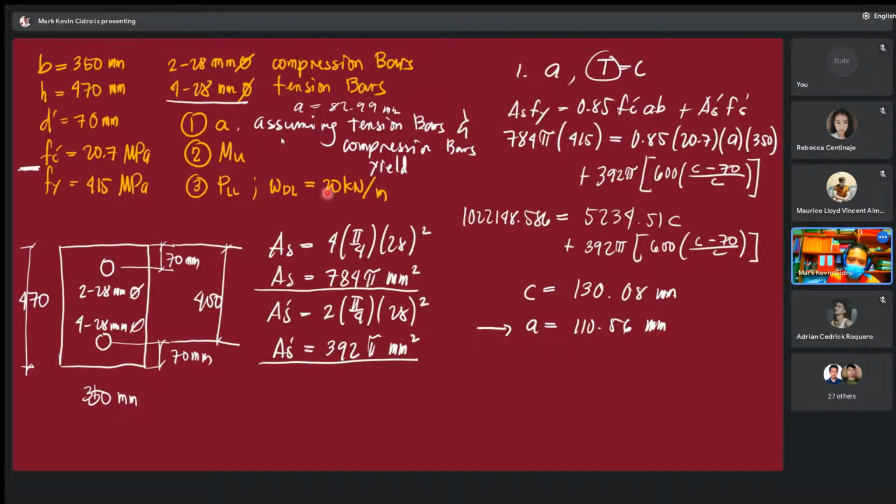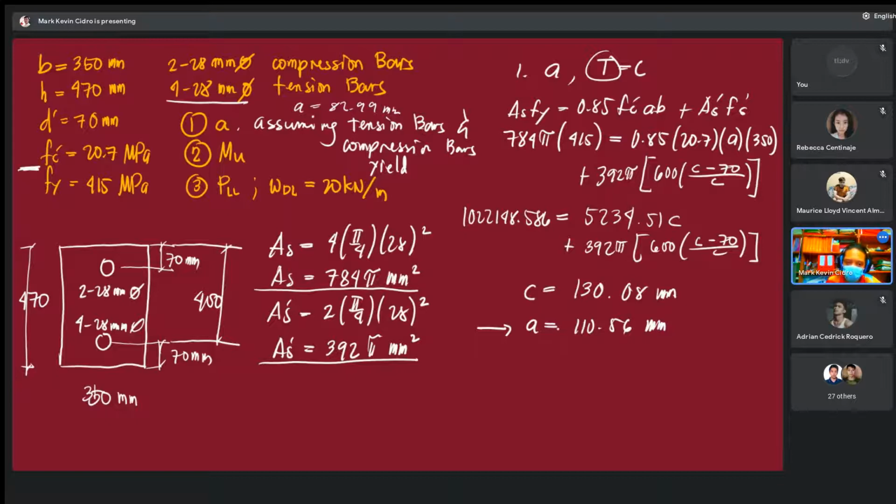Okay. So in solving for the value of Mu, we will use this. But for the sake of discussion, we will use this, because this is really what should be used. In this problem, we are to assume that the tension bar and compression bar yield. So we use this. Now, we are sure that the value of a is 110.56. So what is our next step?